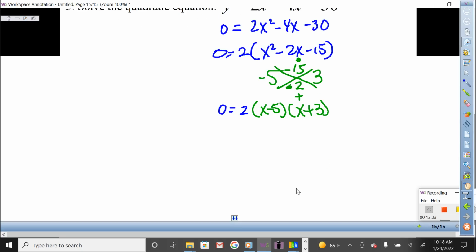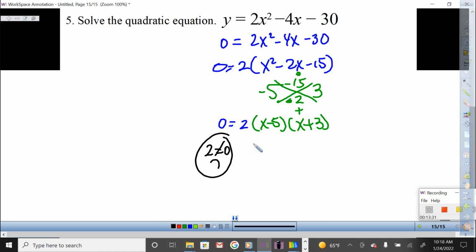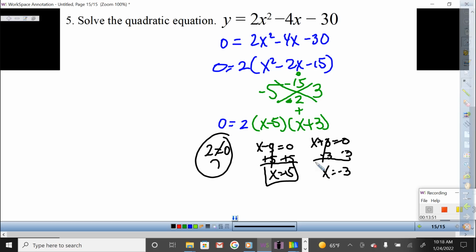Next, am I done? No, to solve we need to set each one equal to 0. 2 equal to 0, that's not true. Then we got x minus 5 equal to 0, and x plus 3 equal to 0. So, plus 5, x equals 5, minus 3, x equals negative 3. These are my solutions.